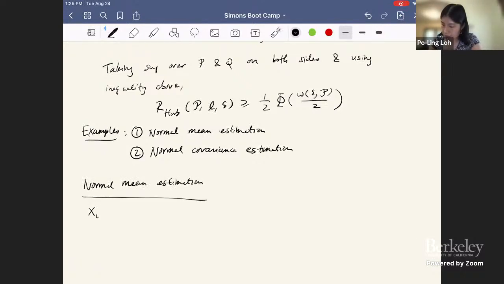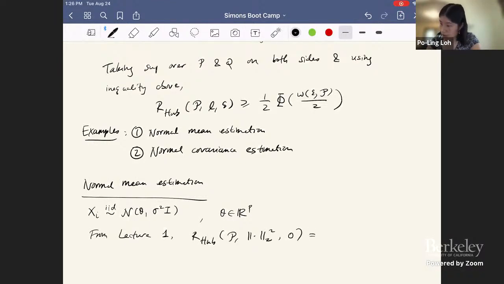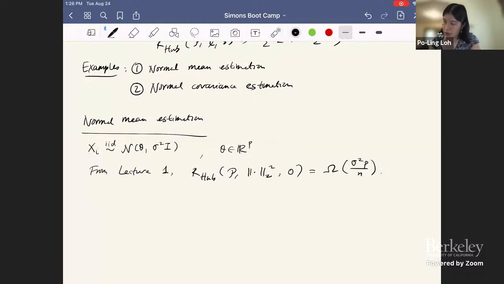And remember that in this case, we had X_i's which were IID normal theta, sigma squared I, and theta was going to be in R^p. And from lecture 1, we have the usual minimax rate. We were looking in squared L2 norm, and this was omega of sigma squared p over n. Okay, so our theorem says that we can also calculate the modulus of continuity and take the max of both.